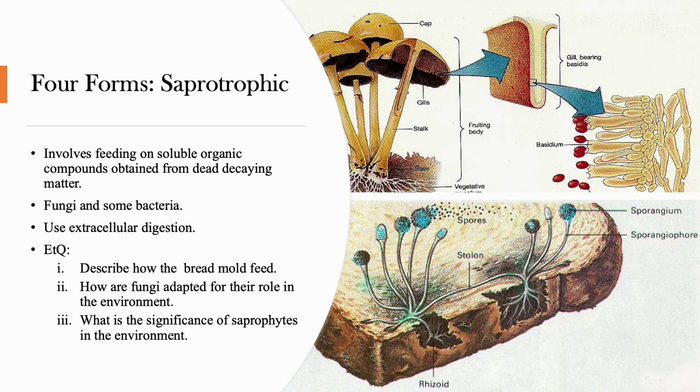Some exam type of questions that you can think about here are: describe how the bread mold feeds, how are fungi adapted for their role in the environment, and what is the significance of saprophytes in the environment. So these are good questions to ponder while thinking about saprotrophic nutrition.